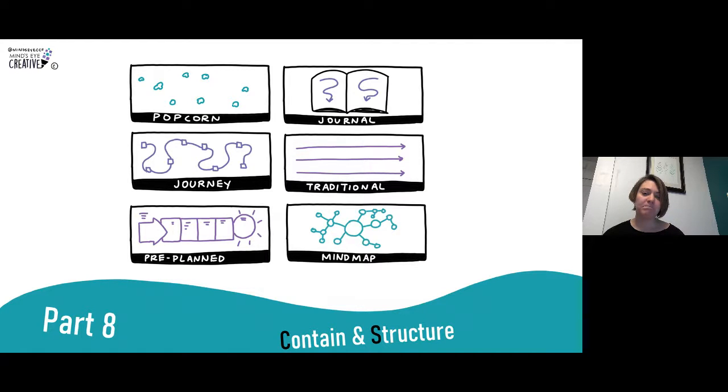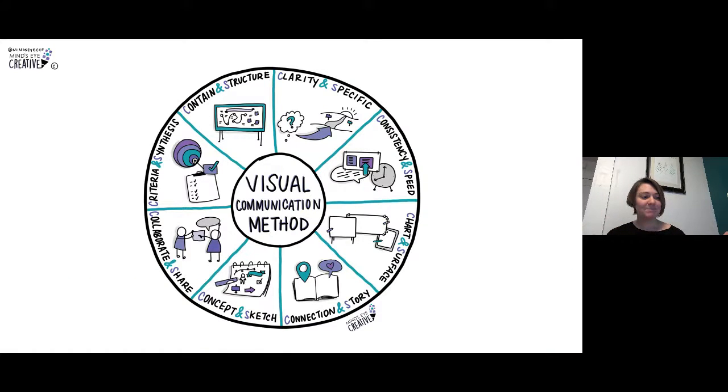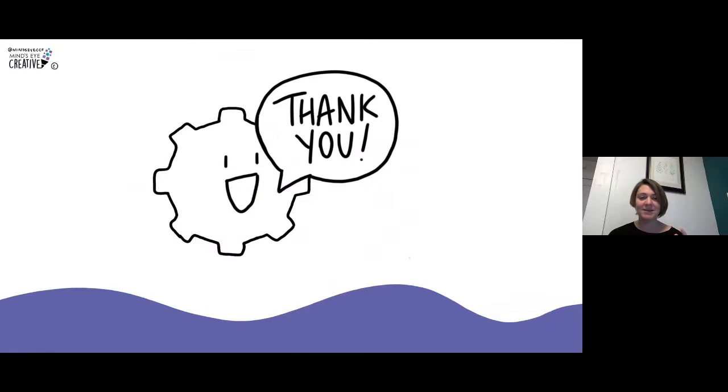So there are lots of different ways you can go about doing it, but as long as you have some breathing room with your white space and can connect it, and someone can look at it during or after the session and understand the flow of conversation, then you're good to go. So that's it. Visual communication method, 8 parts with the pizza. Thanks for listening to that part.